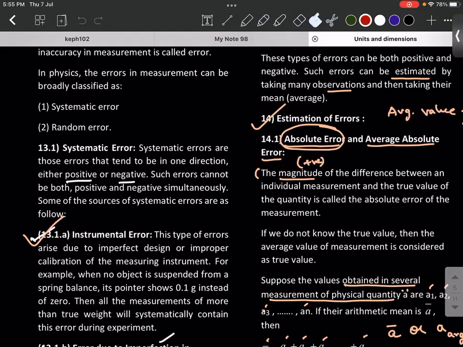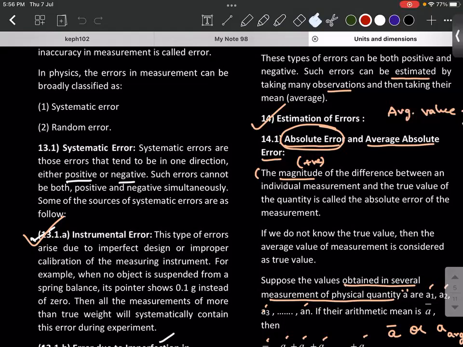Right. So you take that deviation and take the average of it. That is what is called average absolute error. So absolute error, what do we do? It is the deviation of an individual reading from the true value, whereas in the average, you take the sum of all those deviations and divide it by the number of readings.